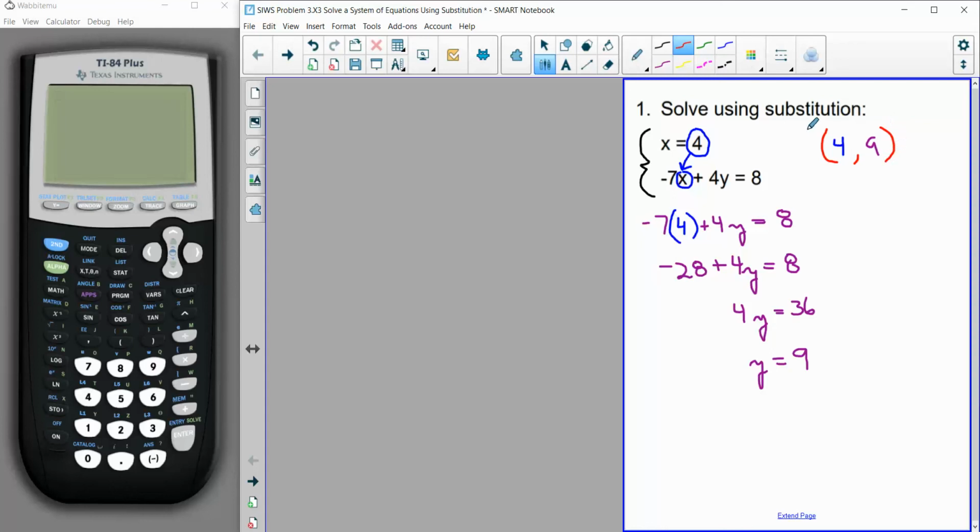And the last thing I'll do is check that answer. So we already know x is 4. That's flat out given to us. So I think what I'll do is I'll go to the calculator. I'll do -7 times the x value, which we already know is 4, giving -28, plus 4 times the y value, which we just figured out to be 9. That does equal 8, just like it does over here. So I know I've got the right answer.